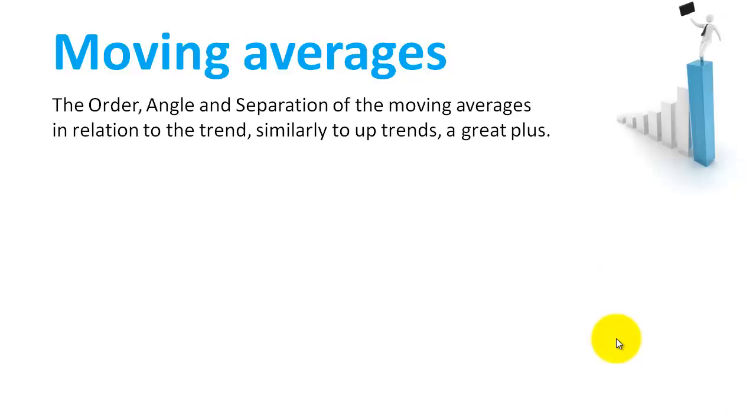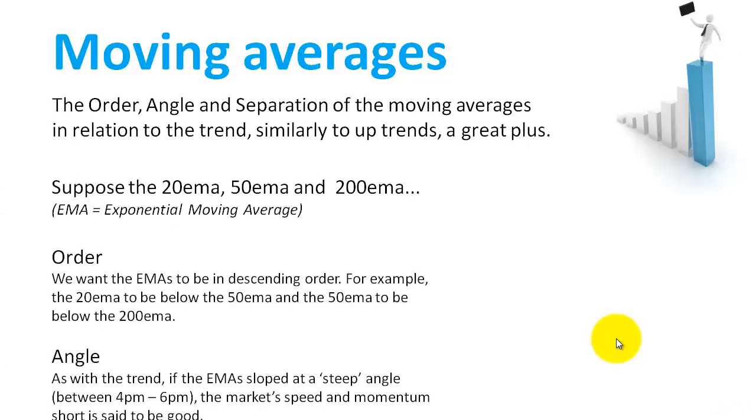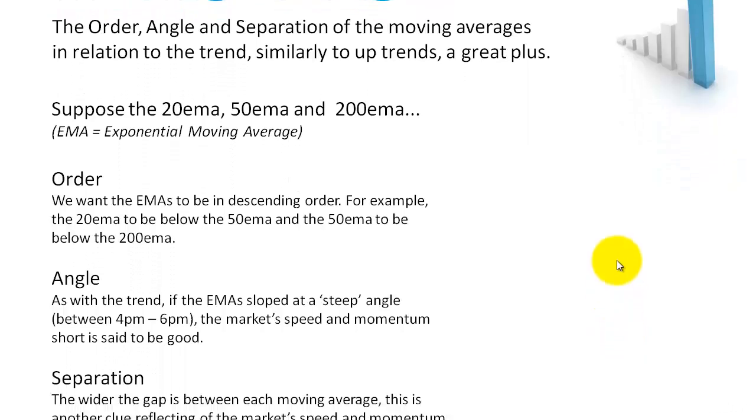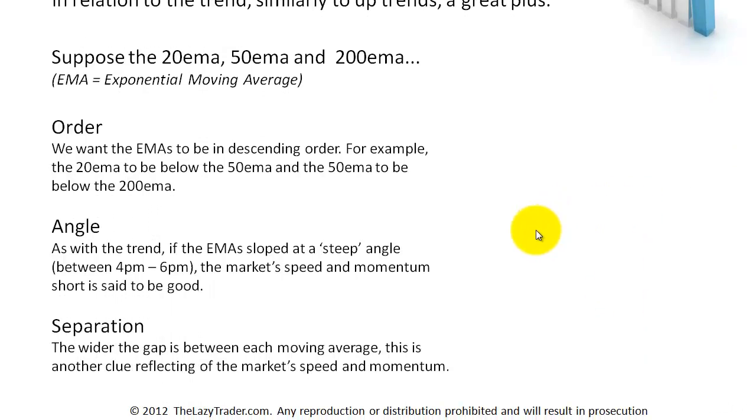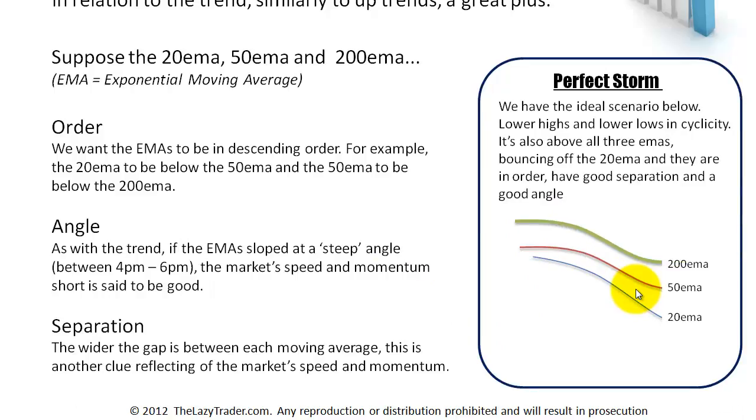So order, angle and separation, just like with the upward trend, is a great plus, a fantastic plus. So if we consider the moving averages which we use, the 20 exponential moving average, the 50 EMA, and the 200 moving average, order, angle and separation, we're going to drill this into you. It's really important in order to trade with the trend successfully. We want our EMAs to be in descending order. For example, the 20 moving average to be below the 50, the 50 moving average to be below the 200.